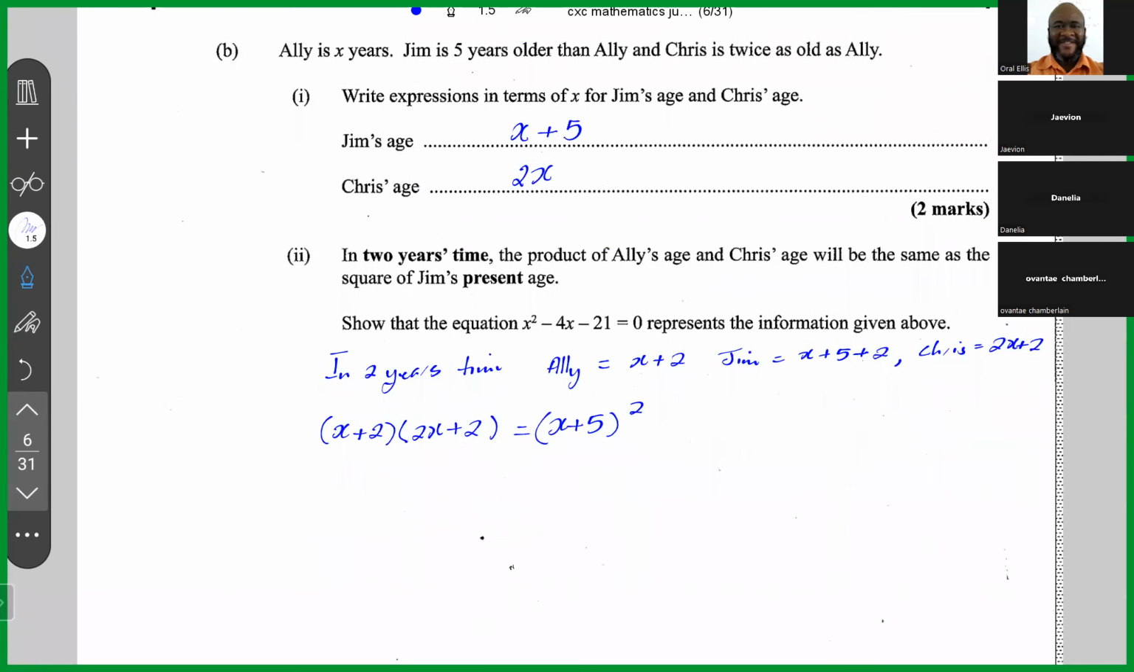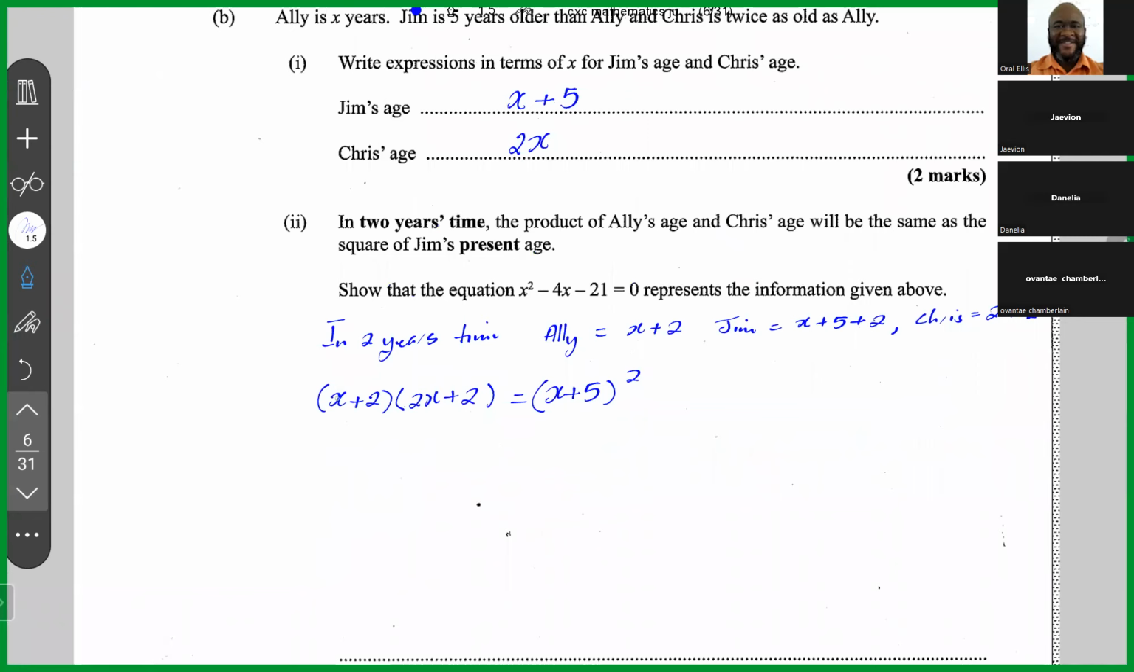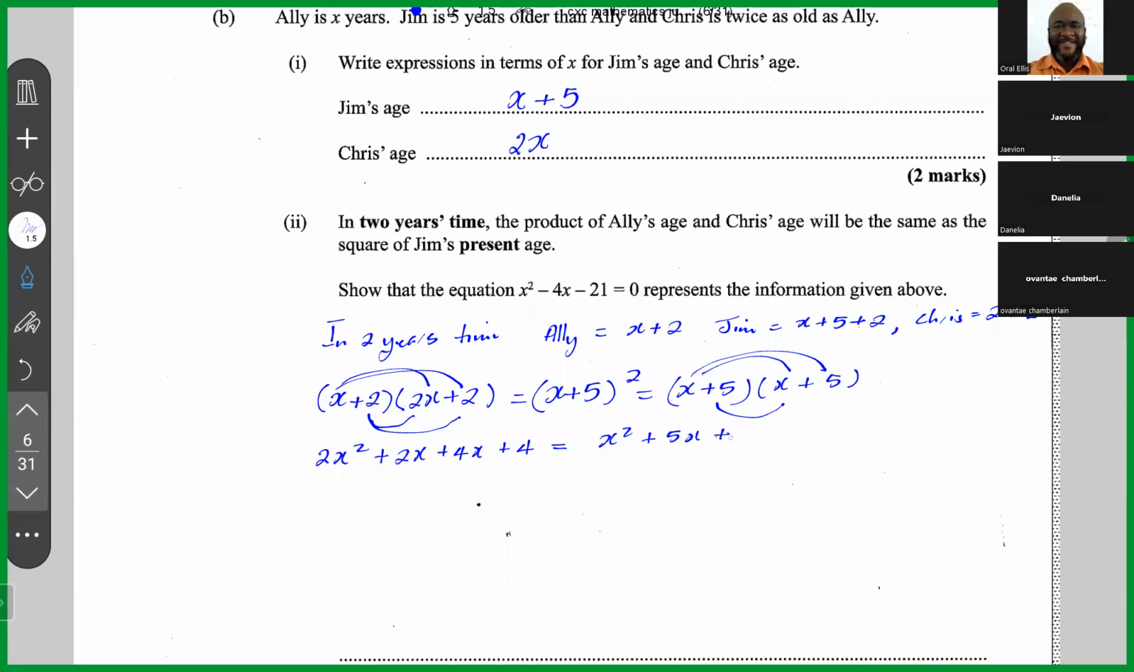So let's start off with the left-hand side. On the left-hand side, binomial expansion, x times 2x is 2x squared. x times 2 is 2x. 2 times 2x is 4x. 2 times 2 is 4. That's on the left-hand side. On the right-hand side, I'm going to have x plus 5 multiplied by x plus 5. So x times x is x squared. x times 5 is 5x. 5 times x is 5x. And 5 times 5 is 25.